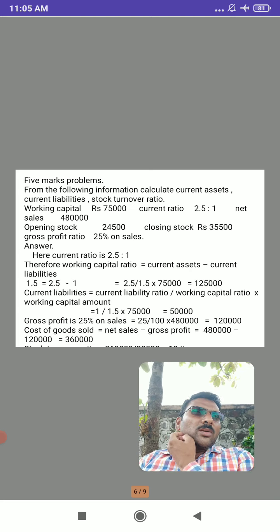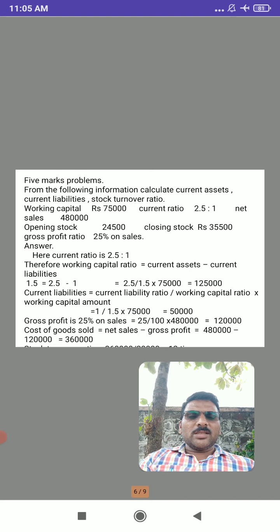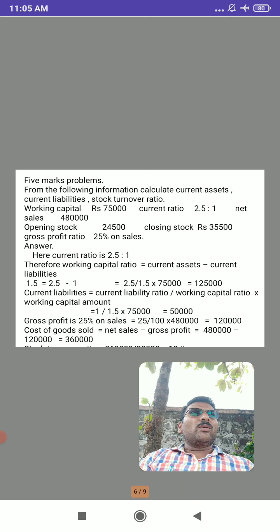So stock turnover ratio is calculated by dividing the cost of goods sold by average stock. So here cost of goods sold is calculated as 3,60,000. Now it is time to calculate the average stock. So we know how to calculate average stock.